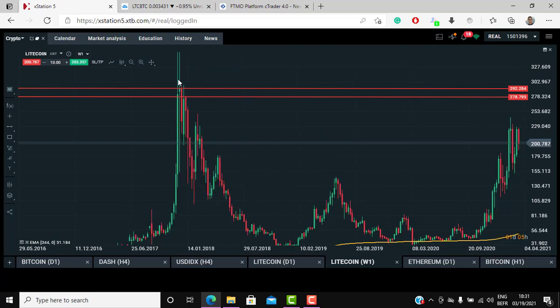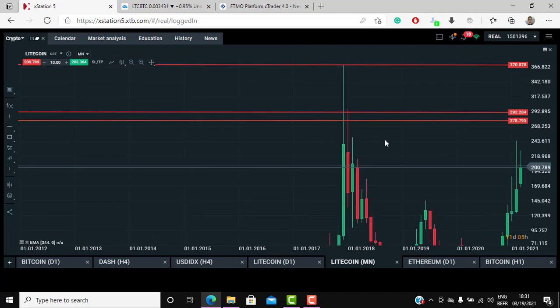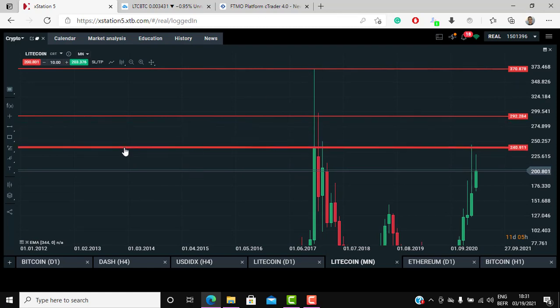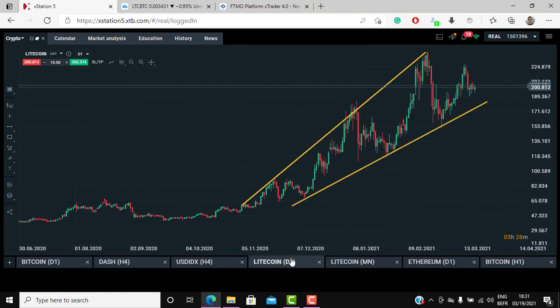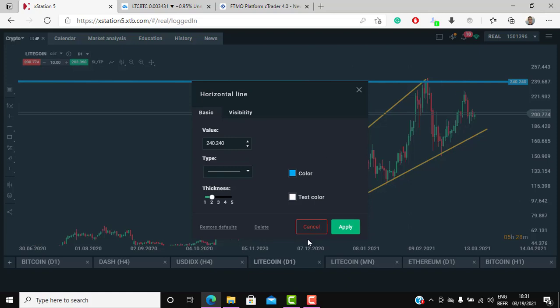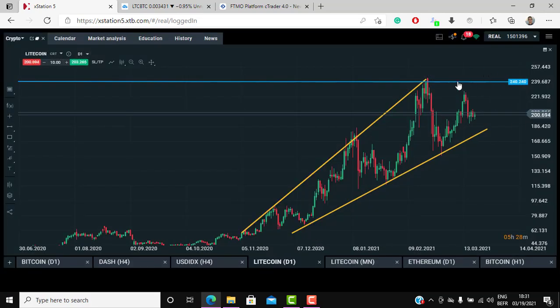We had a tremendous move to the upside. However, let's go to the monthly chart, it's better. We did have a move here to the upside. However, the last monthly close was around 240, and 240 is the current resistance here. It just shows you how big this level is. We still have 10 days to go, and if we do go up and close above this level on a monthly basis, this could be a very big catalyst for Litecoin.